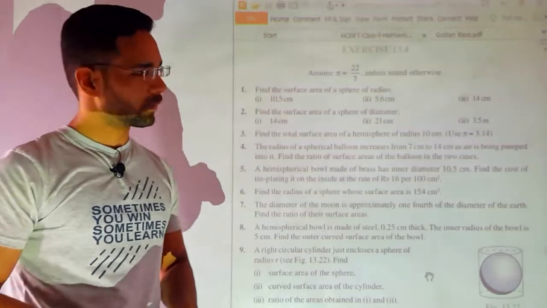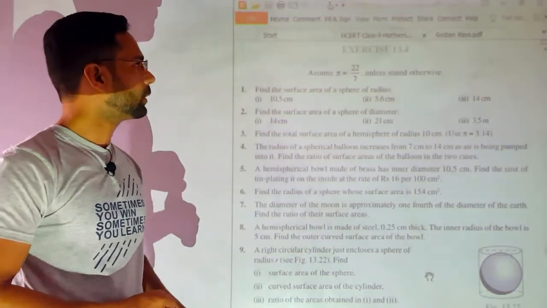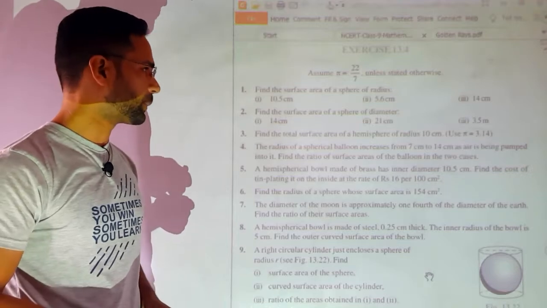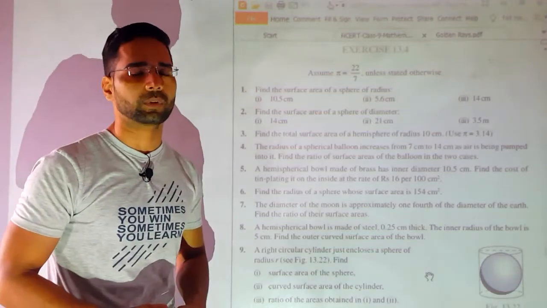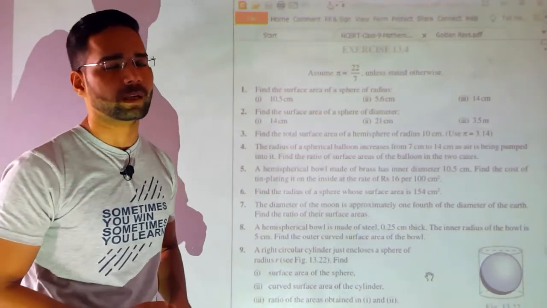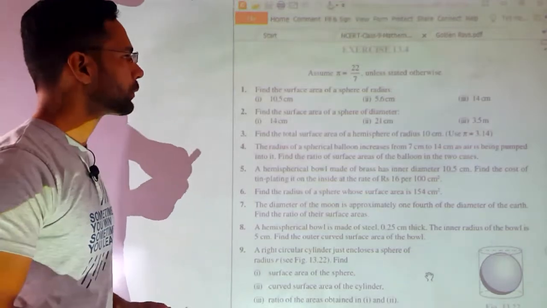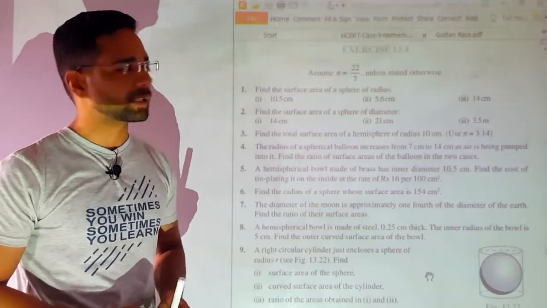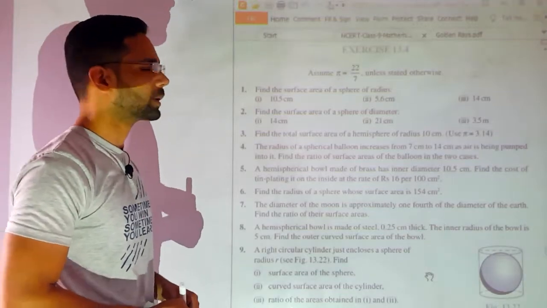Hello friends, once again I am here for you with a new exercise, 13.4, related to the sphere, from chapter 13, Surface Area and Volume. So without wasting time, we are starting exercise 13.4, question number one.